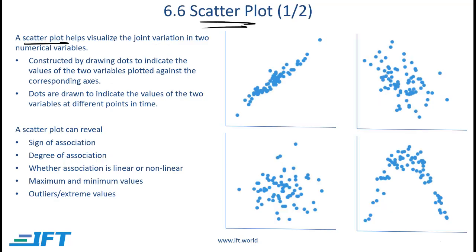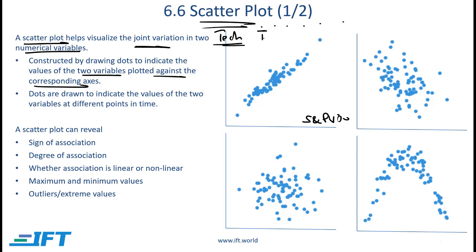A scatter plot helps visualize the joint variation in two numerical variables. It is constructed by drawing dots to indicate the values of the two variables plotted against the corresponding axes. So for example, let's say we want to compare the S&P 500 returns with returns on an index that represents the technology sector. Now, what we might do here is look at the last 30 months of data. So let's say our data is divided into 30 months.